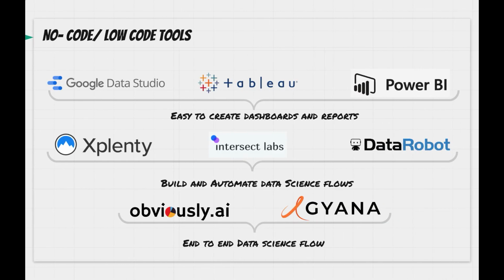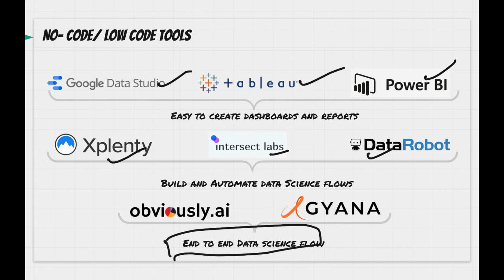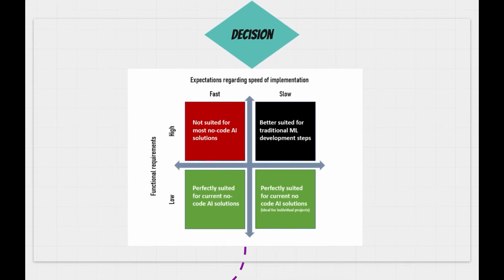The other category of tools is no-code or low-code tools. Popular ones are used to create dashboards and reports, like Google Data Studio, Tableau, and Power BI. Another is an easy drag-and-drop way of creating data science flows using tools such as Xplenty, Intersect Labs, or DataRobot. Then there is also a tool category which creates end-to-end data science flows, such as Obviously AI or Gyana.